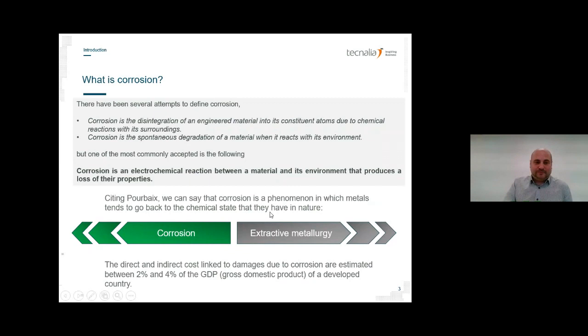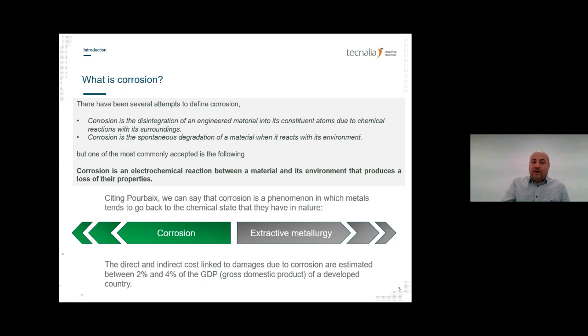What is corrosion? There are various definitions we can give to corrosion, but let's say the most commonly accepted is that corrosion is an electrochemical reaction between a material and its environment. It's important that there is a material and an environment that produce a loss of its properties, meaning that the material is used for a certain purpose, and because of this interaction, is going to lose its purpose. That can be an aesthetic aspect, mechanical properties, whatever property we could give to the material.